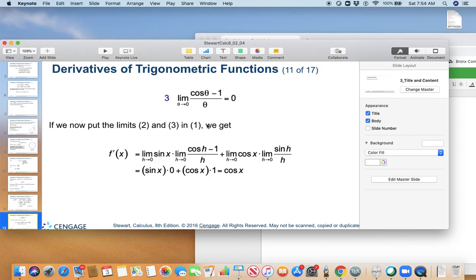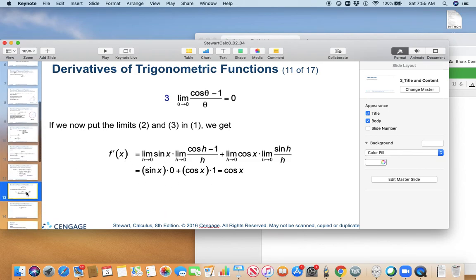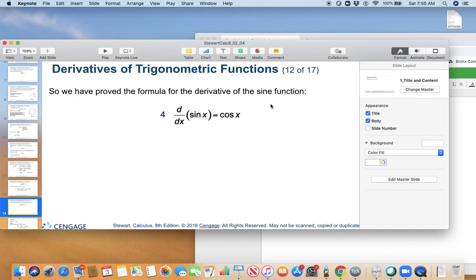So with all this information, you know that the derivative of the sine function is the cosine function. Derivative of sine is cosine.